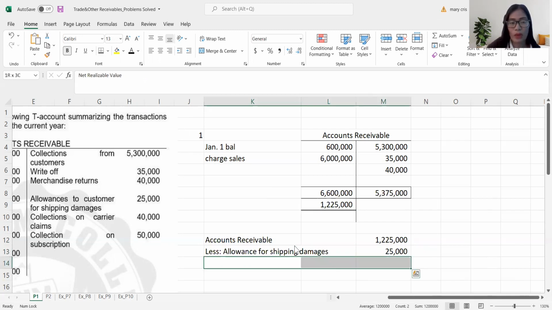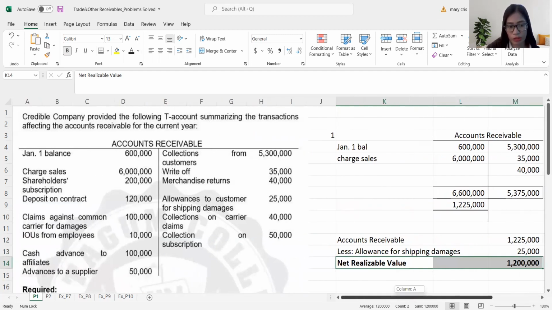Okay, so we can now answer our first question or requirement. Magkano ba ang correct amount of the accounts receivable? So that is 1,200,000. So this is net already of the allowance for shipping damages. So this is what we consider as our net realizable value as of this end of the accounting period.